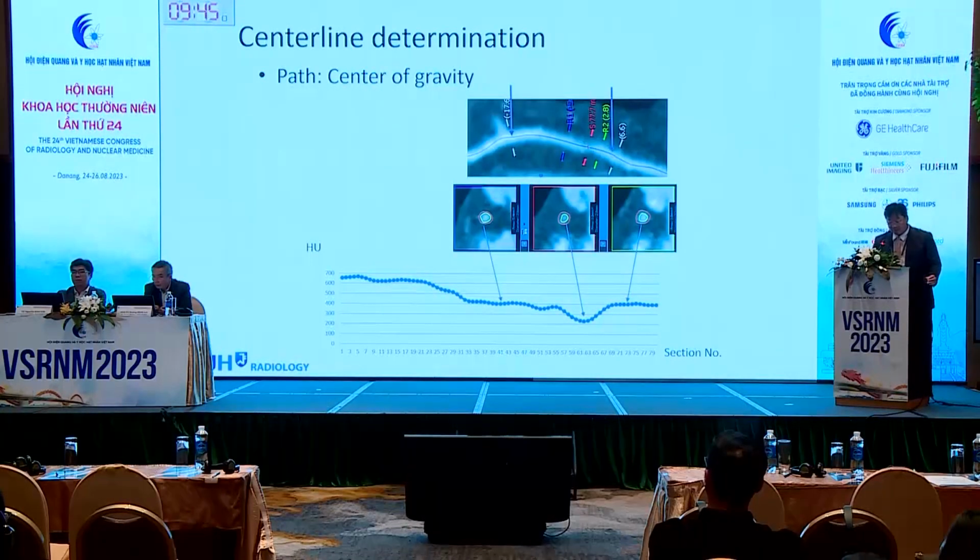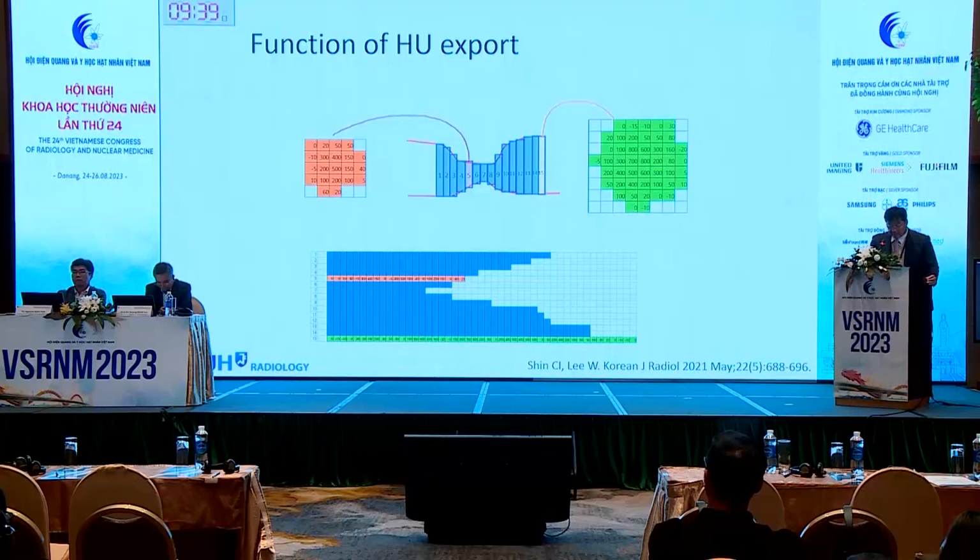So the first thing we have to do is centerline determination, the path determined by the center of gravity. And then we have a function, a house building unit, made and exported to an Excel file. And we determine the threshold of each location and then measure the vessel area from this.